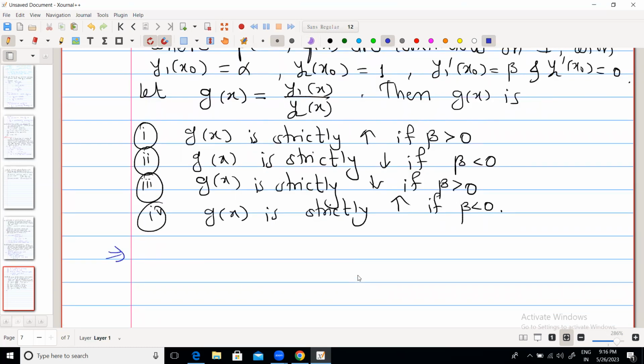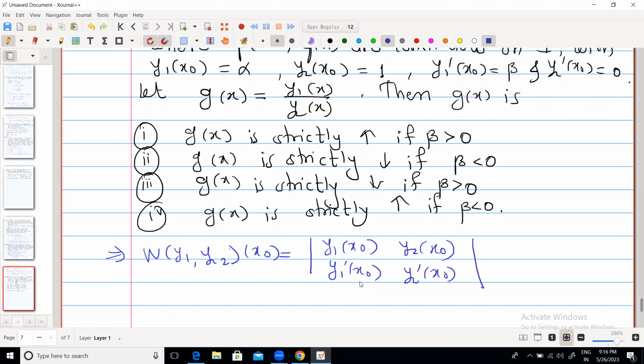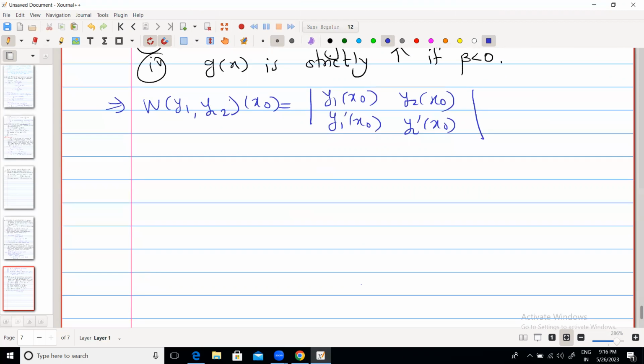So first of all, find out the Wronskian of these two solutions at the point x naught. So this is y1 of x naught, y2 of x naught, y1 dash of x naught, y2 dash of x naught. This is y1 of x naught, it is alpha, 1. This is beta, 0. So minus beta is the Wronskian.